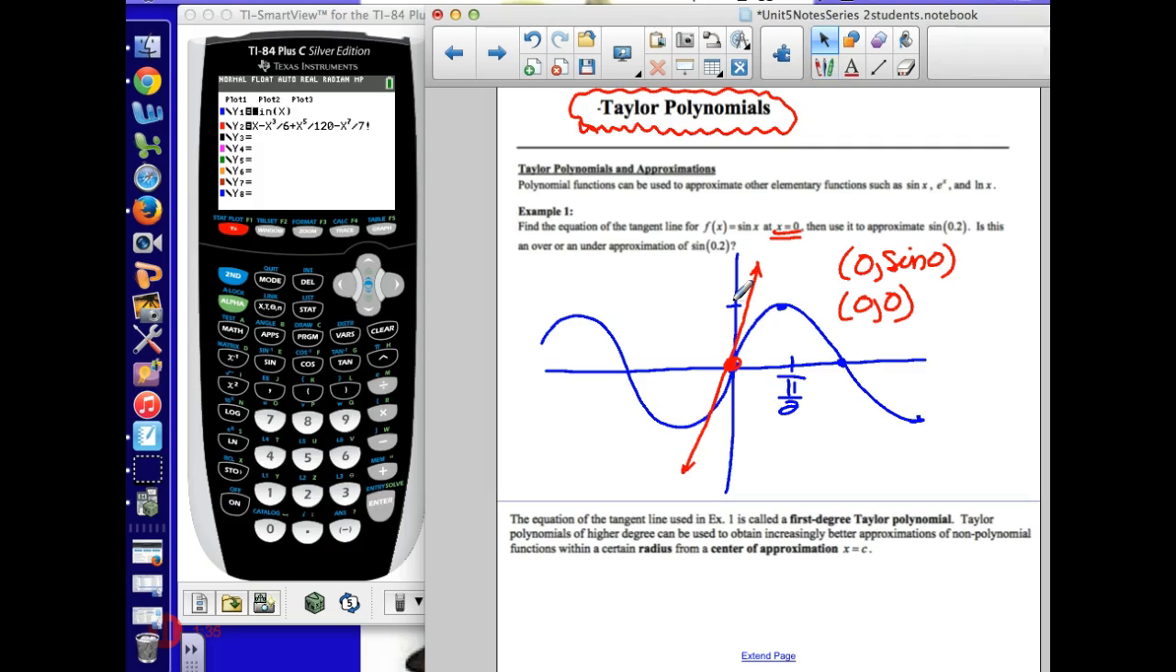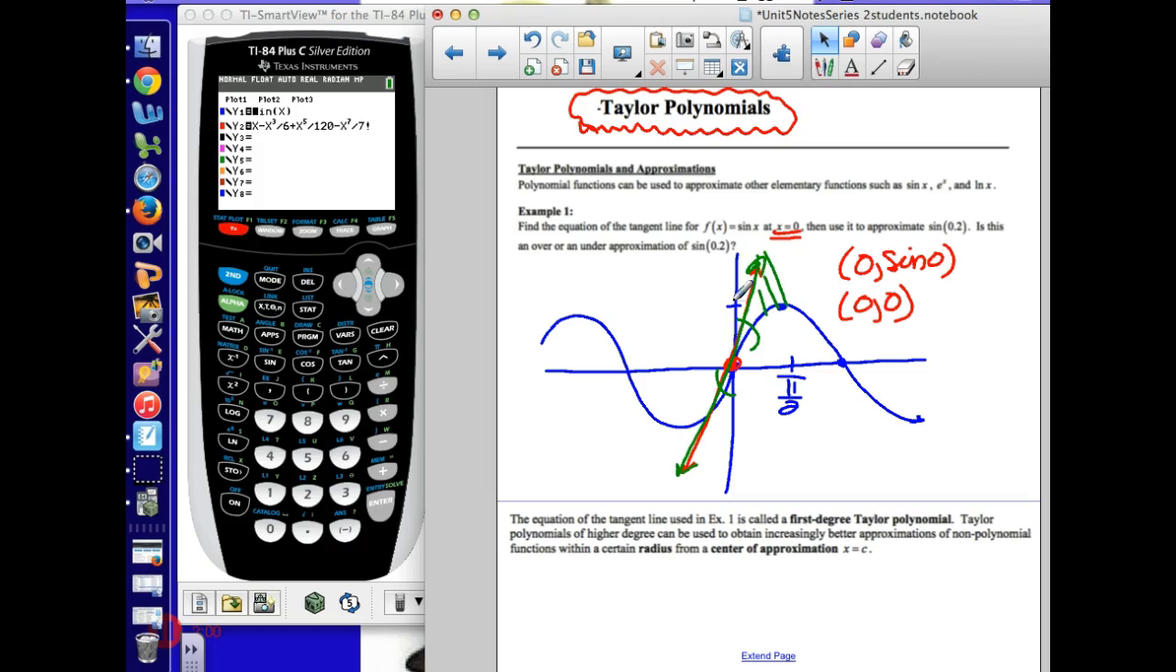And in Calc 1, we talked about tangent line approximations and how we can use this line of tangency to find the values on the curve as long as we stay close to the point of tangency. But as we start to veer away, we get farther and farther away with our tangent line. But in the proximity of the point of tangency, the tangent line's a pretty good approximation.